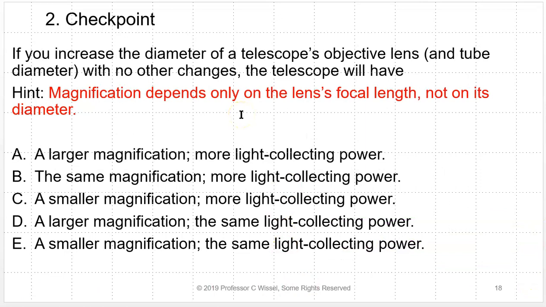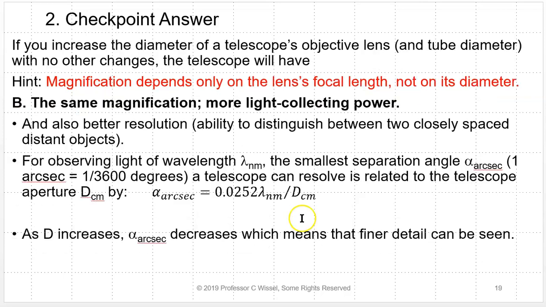If you increase the diameter of a telescope's objective lens and tube diameter with no other changes, the telescope will have, well, this has nothing to do with magnification. The magnification is set by the choice of the eyepiece relative to the focal length of the objective. So we'll have the same magnification, but it will have more light gathering power and better resolution, which is the ability to distinguish between two closely spaced distant objects.